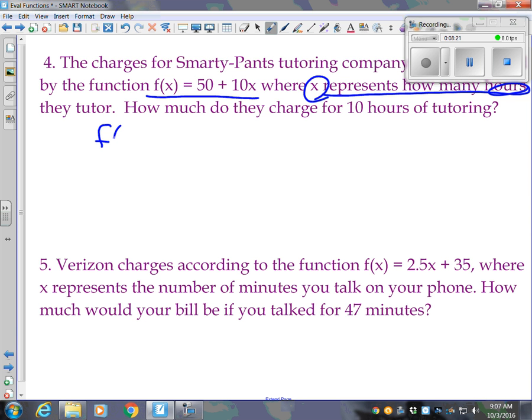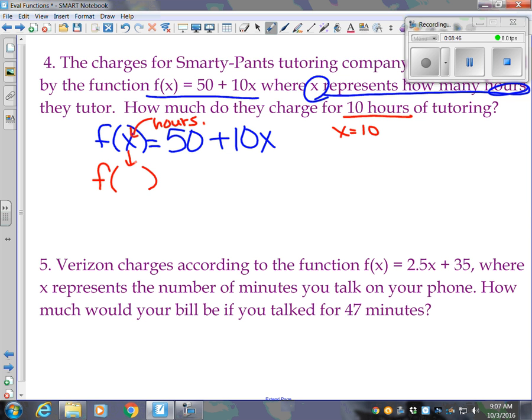So the function at x is 50 plus 10x. But whatever number I put in here has got to be a what? It's got to be an hours number. All right. So the next question says, how much do they charge for 10 hours? So guess what my new input needs to be this time? Exactly. So that means x is going to equal 10. So now it's going to be the function at 10 is equal to 50 plus 10 times 10.